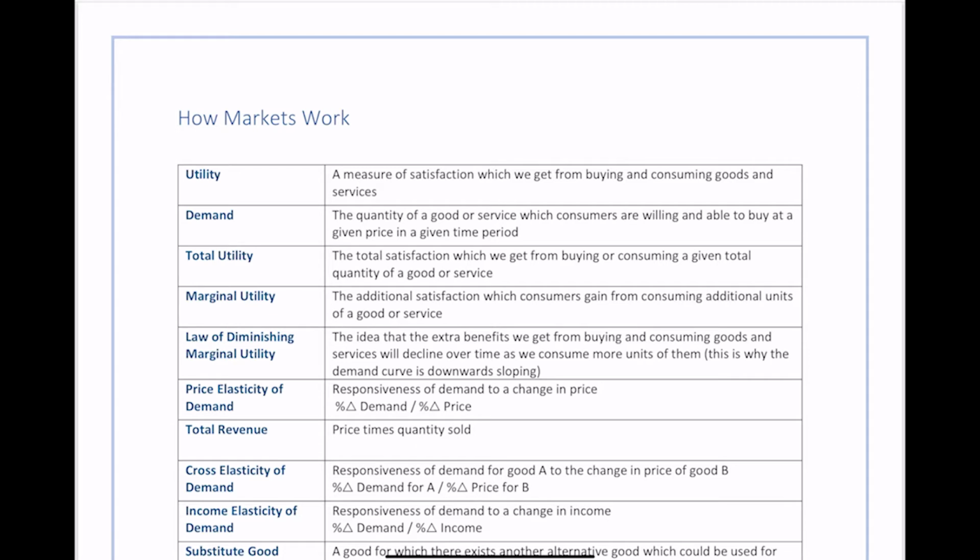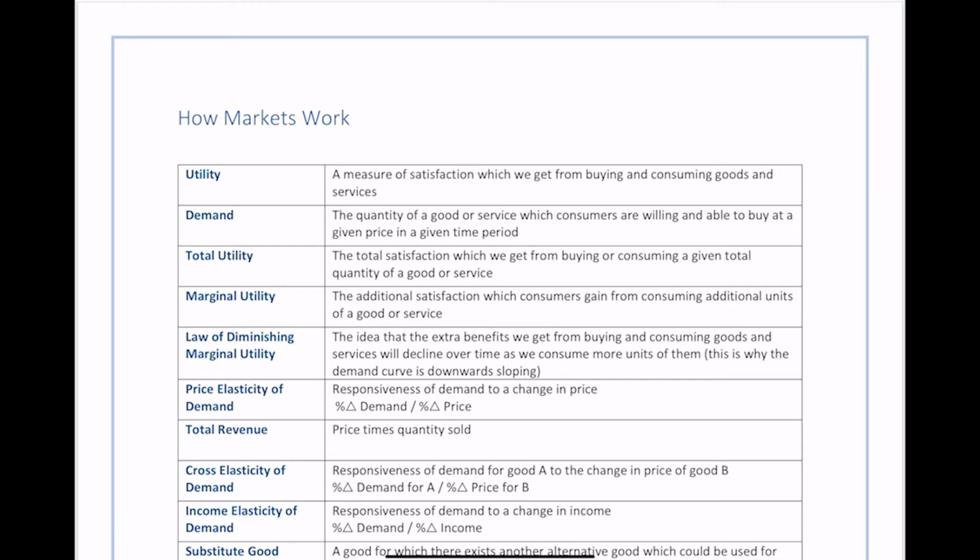So marginal utility looks at just, if I do something more, if I buy an extra item, then what is the extra satisfaction I got because I did one more of it? And then this also leads on to the law of diminishing marginal utility, which is the idea that every time you buy more of something, the extra benefits you get from that will actually decline over time as you consume more of them.